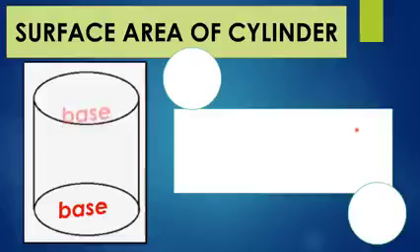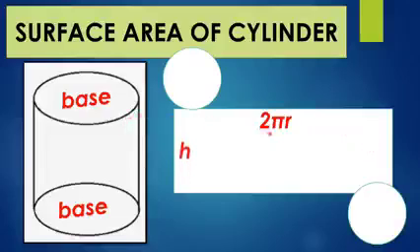So again, this is the base of your cylinder. And this is the measurement of the side of your rectangle, which is 2 pi r. Okay, nanggaling siya sa circumference ng ating circle. Okay? And we have your height of your cylinder. Okay, these are the radius of your bases.